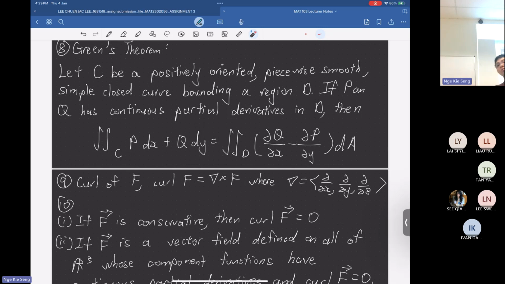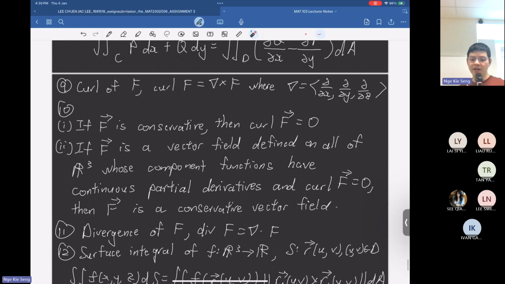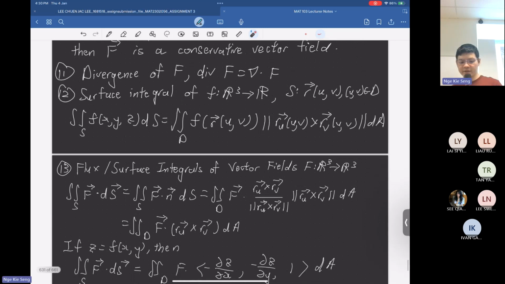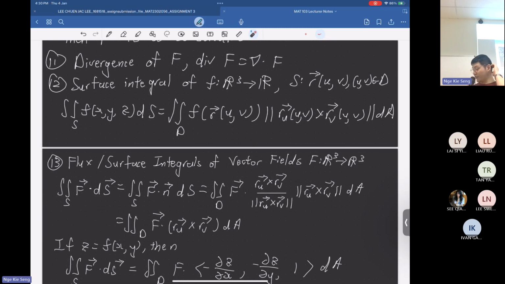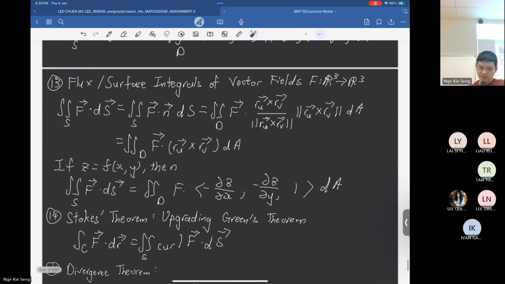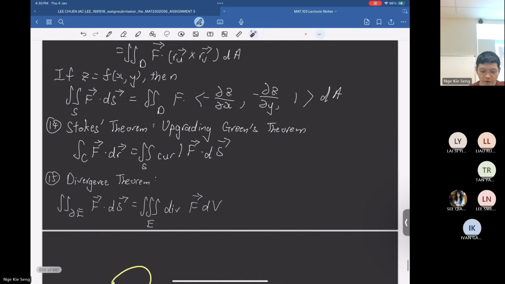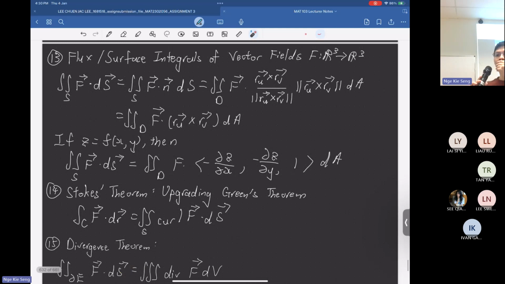To do Stokes' theorem, we need to do curves first, so we introduce curves. And then there's some relation between curves and conservative vector fields. And then we introduce divergence. Why? Because we want to do the divergence theorem. To do the divergence theorem, we again introduce the surface integral of a scalar field first, and then we go to vector fields, and then we relate flux and divergence together. So this is the last thing.